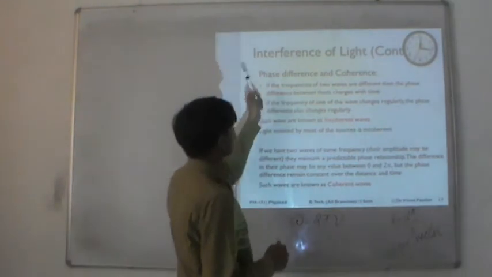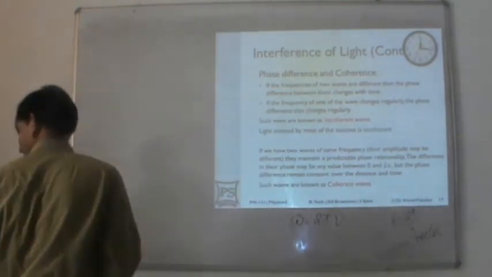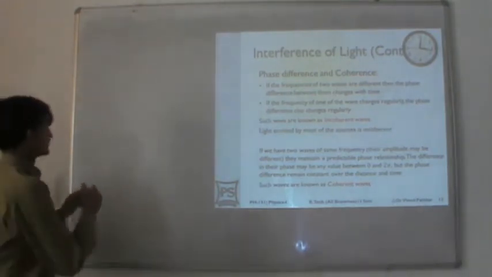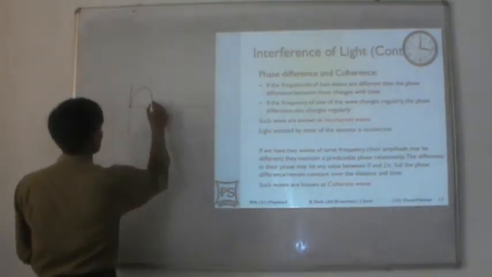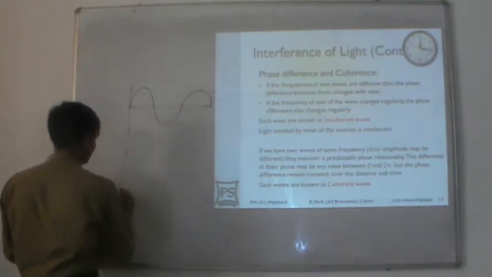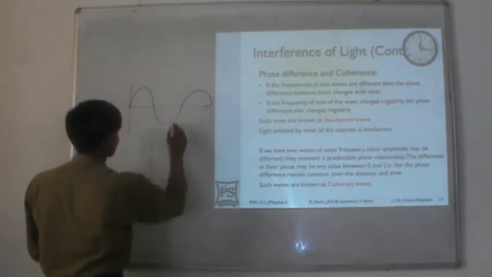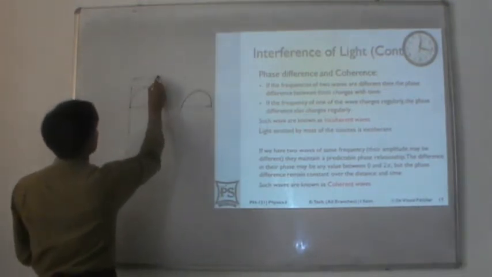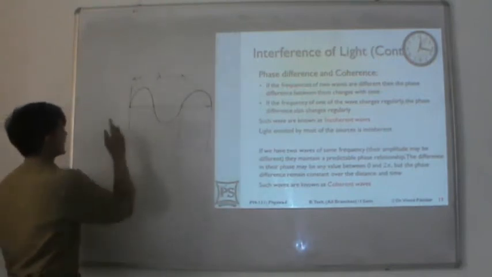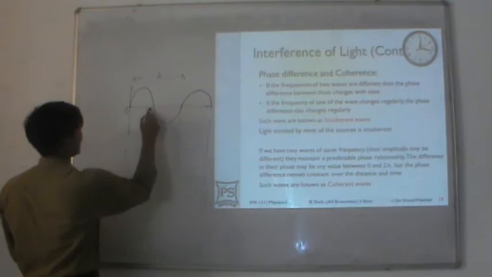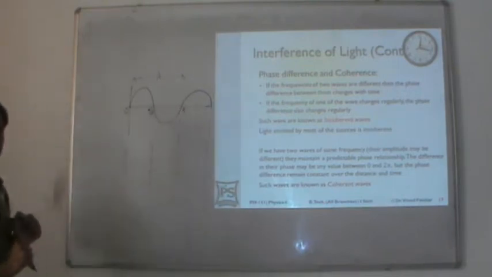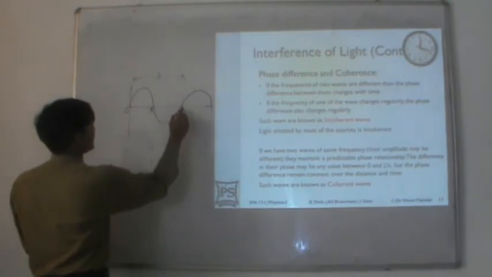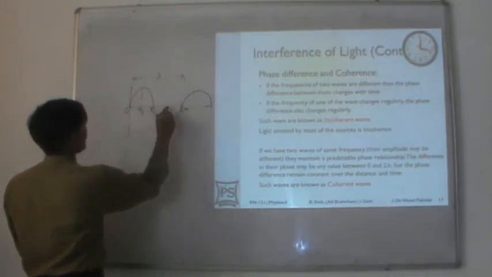The next one is the concept of phase difference and coherence. Phase difference is very simple. Suppose you have two waves of the same frequency, and I just mark the corresponding points here. If you remember the definition of wavelength, this distance is known as lambda. For a perfect sine wave, this is 0, pi by 2, pi, 3 pi by 2, and this is 2 pi.